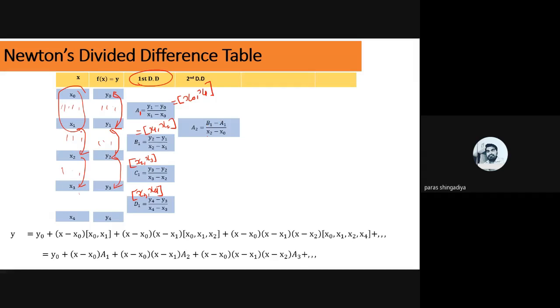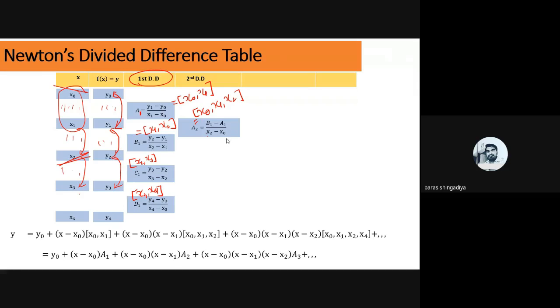Clear? Because a1 and b1 are in between x0 to x2, the boundary of this will be x2 minus x0. That is called a2, and you can also say that is the divided difference notation [x0, x1, x2]. Now the next value is called b2.